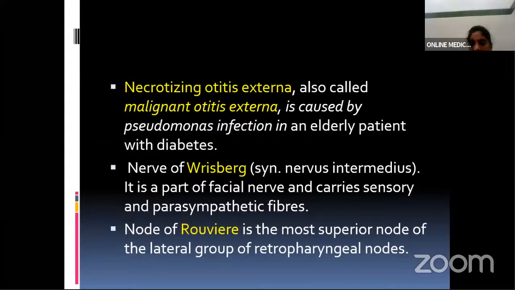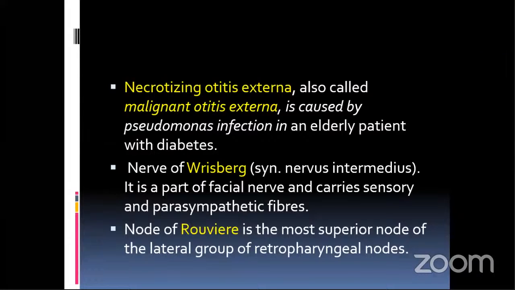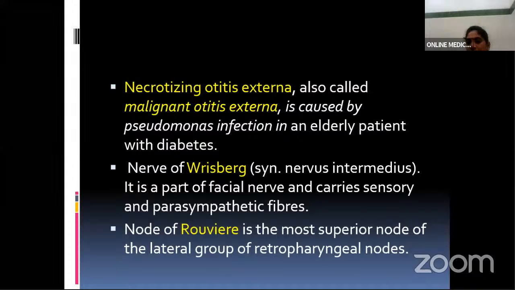So next point is retropharyngeal nodes. Where is it present? Behind the pharynx. Will it come in the Waldeyer's ring or not? Which part of the Waldeyer's ring? How many rings are there in the Waldeyer's ring? External and internal. External and internal ring. Very good.